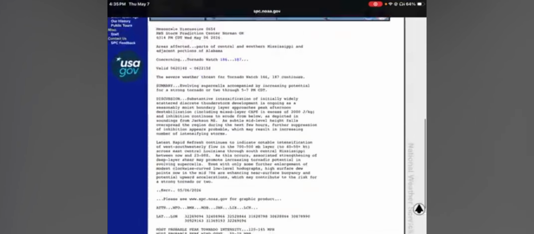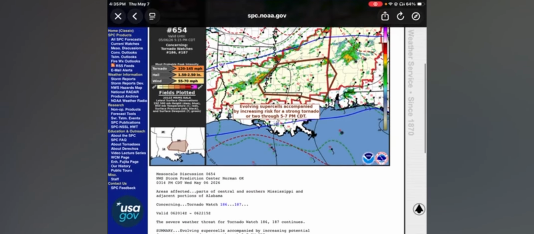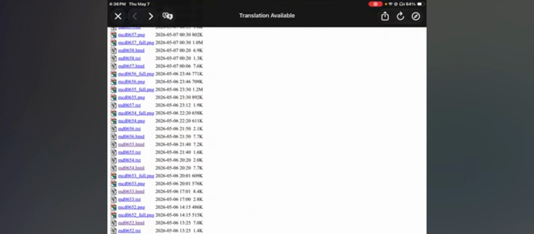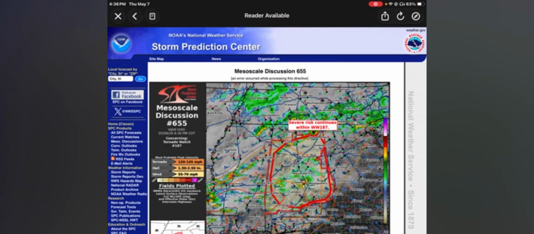So this was depicting strong tornadoes, and strong tornadoes they got, as there was a major, major tornado that went through southwestern Mississippi. You'll see that in just a little bit when I go through all of the mesoscale discussions. You will understand and you will see. So 654. Let's move on to 655.